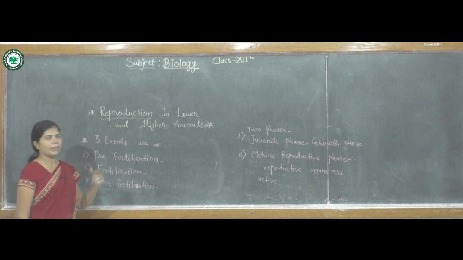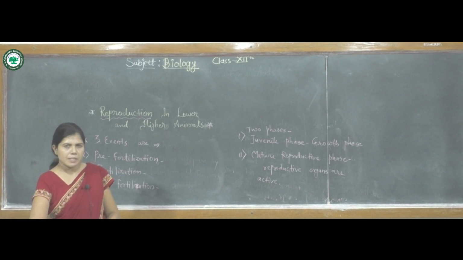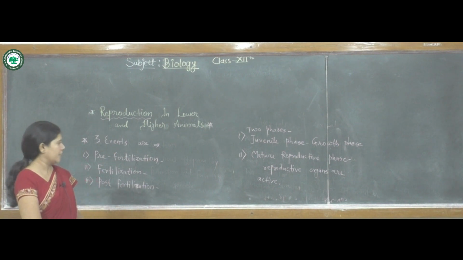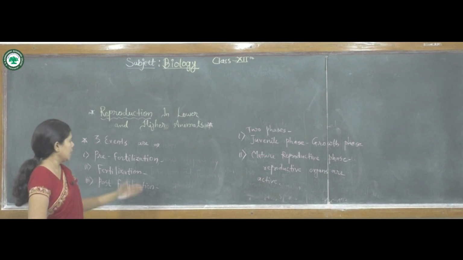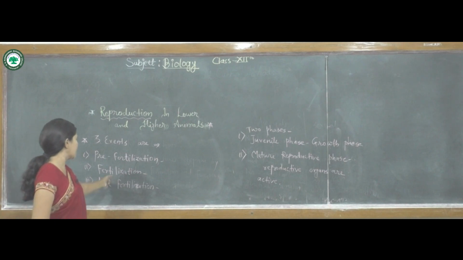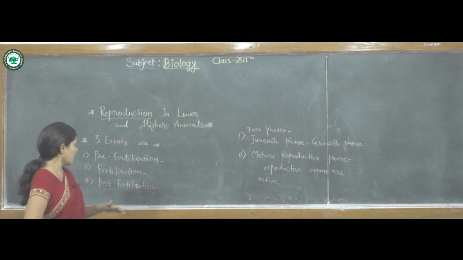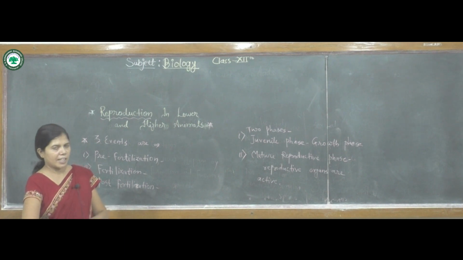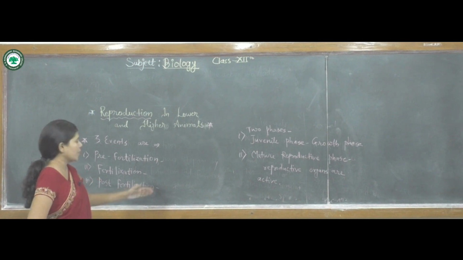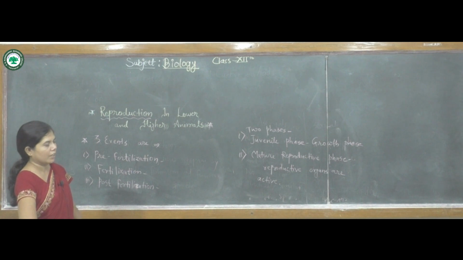So, in the pre-fertilization process, there is gametogenesis, meaning the production and development of gametes takes place. Again, transfer of gametes takes place in this event. Second is fertilization. Fertilization means fusion of male and female gametes. Third is the post-fertilization event, in which embryogenesis and gestation take place, meaning the formation of the embryo is carried out in this third event.